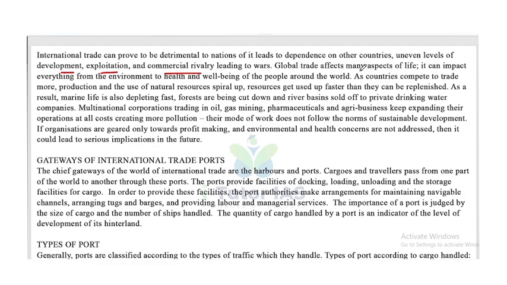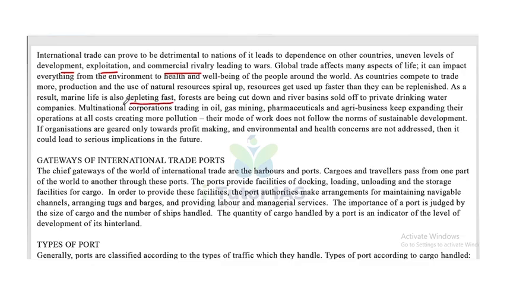Global trade affects many aspects of life. It can impact everything from the environment to the health and well-being of the people around the world. As countries compete to trade more, production and the use of natural resources spiral up. Resources get used up faster than they can be replenished. As a result, marine life is also depleting fast.